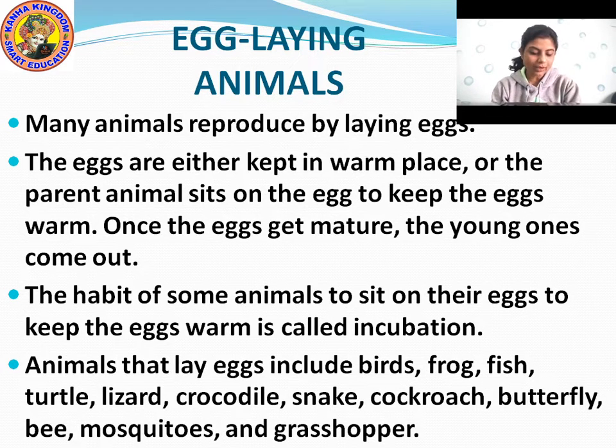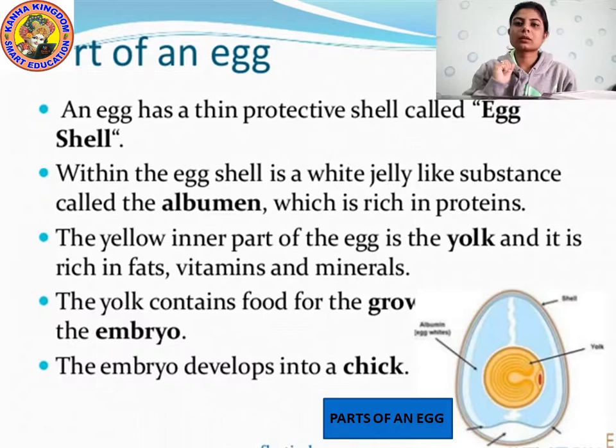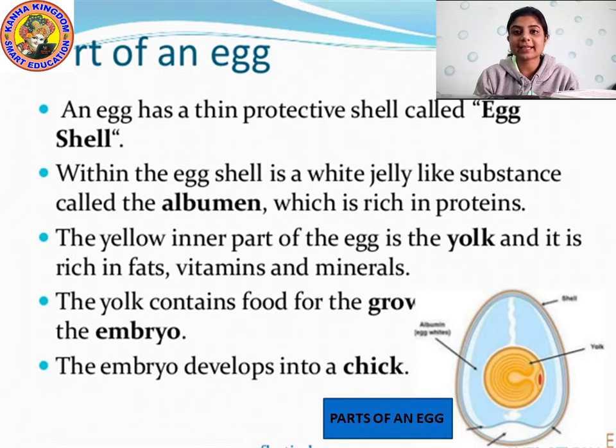Now students, we will study the different parts of an egg. Egg-laying animals lay eggs, and inside those eggs, how are the babies formed? What are the different parts or layers of the egg? We will study that. So now students, let us study the parts of an egg. What are the different parts of the egg where the newborn baby can grow? How is a baby formed inside the egg?